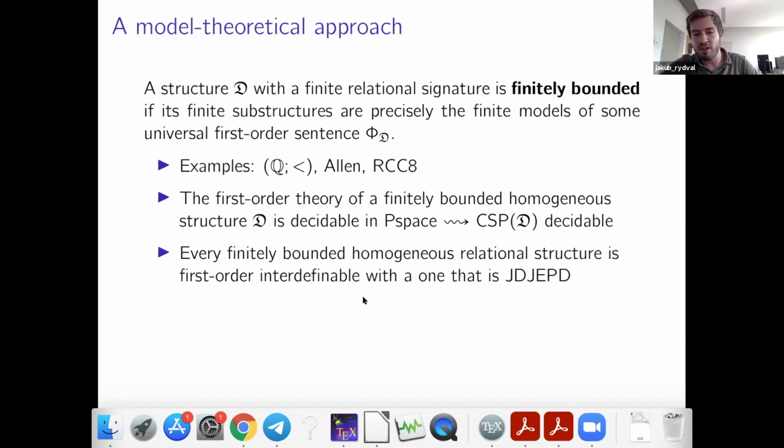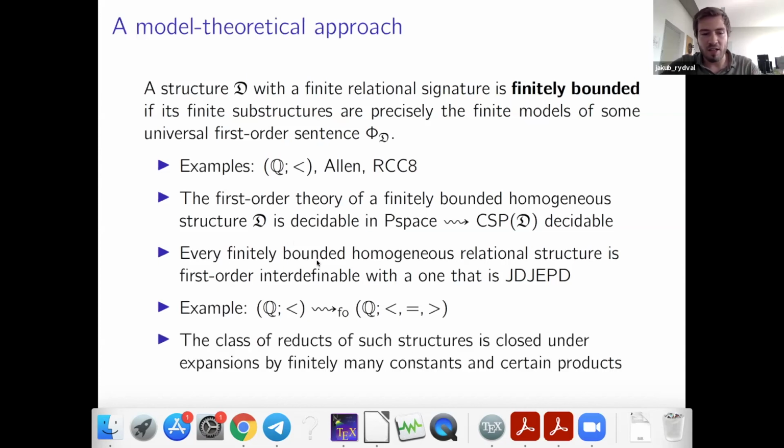And also what we use in our paper is that every finitely bounded homogeneous relational structure is first order interdefinable with one that is jointly diagonal, jointly exhaustive, and pairwise disjoint, which means we start with a finitely bounded homogeneous structure, and we can form one that has the same universe and possibly different relations, but we can interdefine the relations in first order. So for example, we start with the rationals with the order, and we can first order interdefine it with a structure which satisfies this JD, JE, PD.